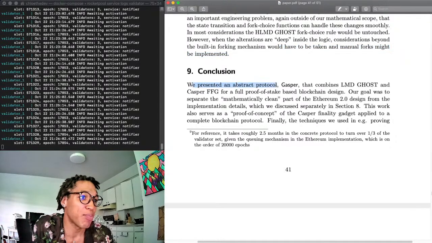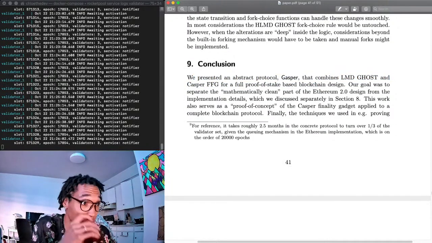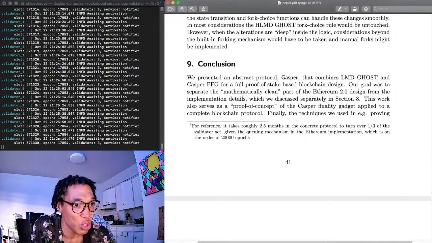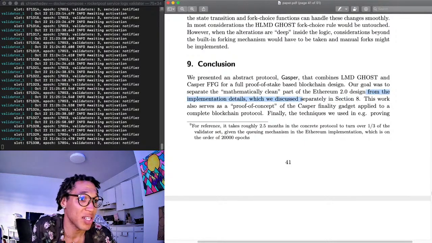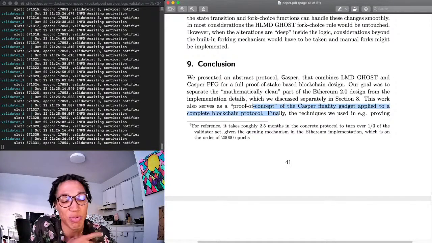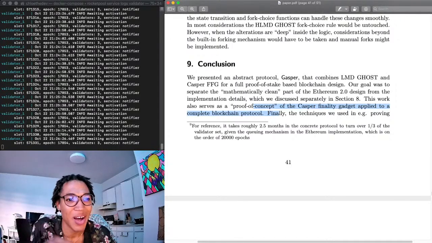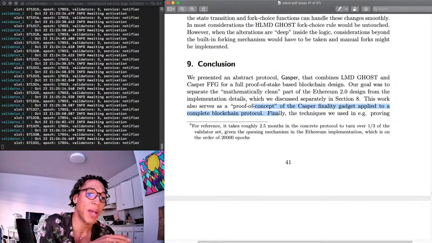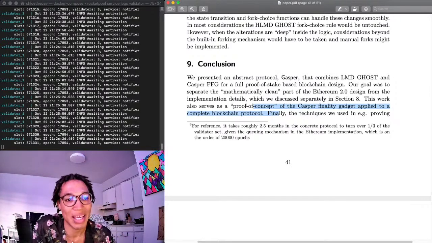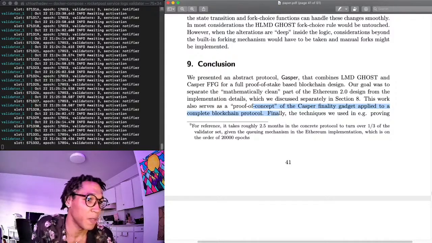Conclusion. We presented an abstract protocol GASPER that combines LMD Ghost and Casper FFG for a full proof of stake based blockchain design. Our goal is to separate the mathematically clean part of Ethereum 2.0 design from the implementation details, which we discussed separately in section 8. This work also serves as a proof of concept of the Casper finality gadget applied to a complete blockchain protocol, which is super cool. I went through the Casper paper in this channel previously, and it was a very quick video. And I like how this paper digs into, okay, how do you use the Casper paper in an actual blockchain?